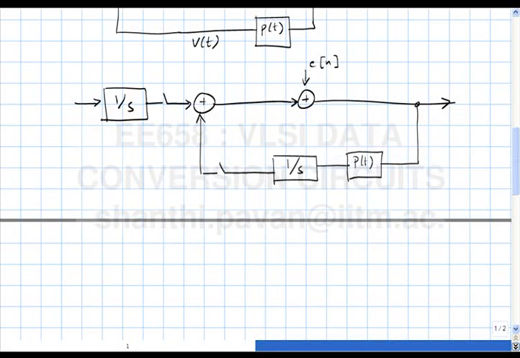Alright. So, and there are two summers. I can actually remove one of these summers and add E of n here. Does it make sense? No black magic, it's all legal.